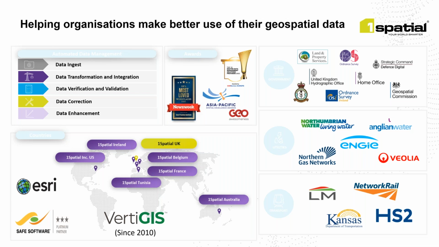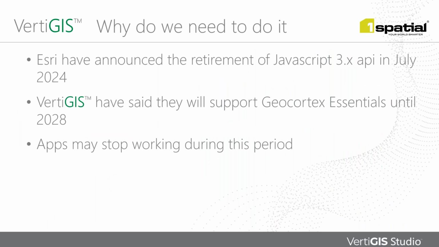So why am I talking to you today? What are we all talking about? Well, Esri have announced that they're going to retire the JavaScript 3 API in July 2024. So what does that mean? Well, by retirement, they mean they're not going to do any more fixes if it gets broken. VertiGIS have said that they'll support Geocortex Essentials until the end of 2028. However, some of your apps may stop working during this period, and I'll give you an idea of why.